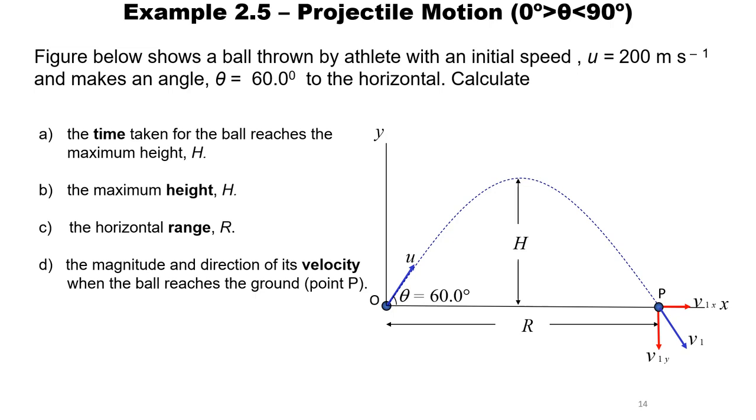Now example 2.5. Figure below shows a ball thrown by an athlete with an initial speed u 200 meter per second and making an angle 60 degree to the horizontal. Question asks, calculate A, the time taken for the ball to reach the maximum height. Question B, the maximum height. Question C, the horizontal range, symbol capital R. Question D, the magnitude and direction of its velocity when the ball reaches the ground at point P.